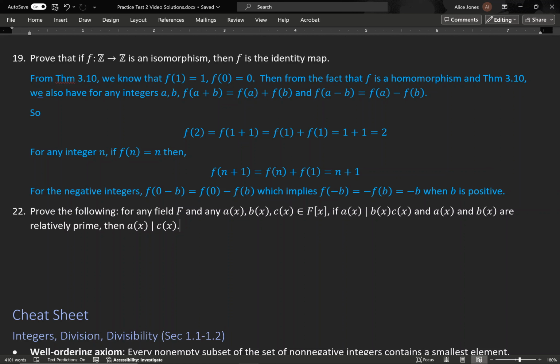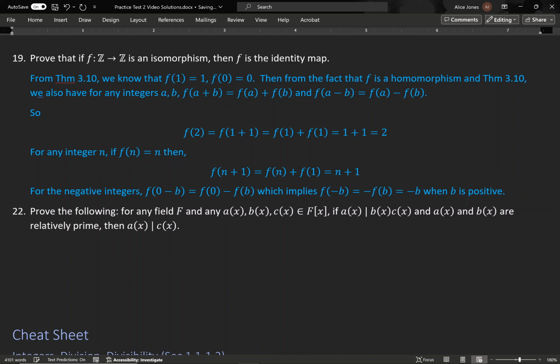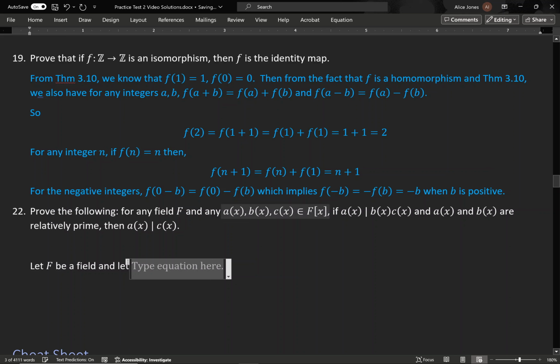Okay, so this looks like a universal conditional statement, so I'm going to try using a direct proof. I am going to start off by turning my "for any" into a "let." So I'm going to say let F be a field, and let a(x), b(x), c(x) be in F[x]. So I'll just copy that part.